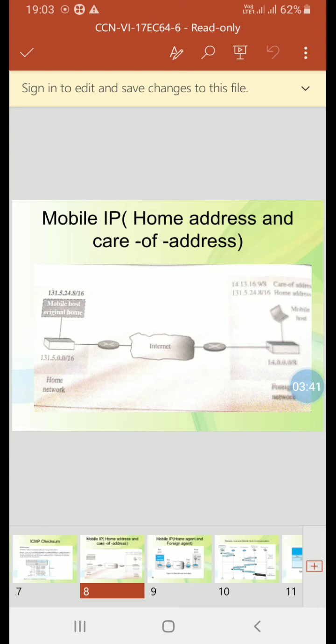Next we'll see addressing. The main problem that must be solved in providing mobile communication using IP protocol is addressing. Then we'll see stationary host. Original IP addressing was based on the assumption that a host is stationary, attached to one specific network.